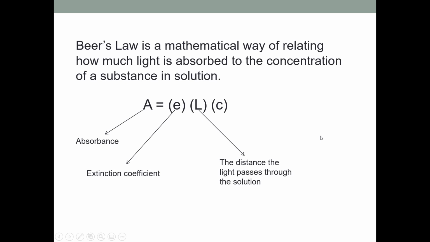You can imagine that the farther the light has to pass through a substance, the more chances photons are going to get absorbed while traveling through that substance. So you have to know how far the light traveled through your substance. And then finally, concentration. And that's ultimately what we're going to be looking for.